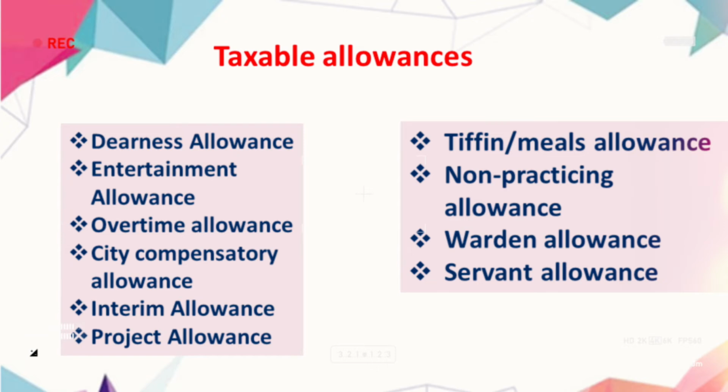Next, if an employer provides allowance to employees to liquidate a project's expenses, then it is called project allowance. Tiffin allowance or meal allowance is paid for refreshments, meals, and tiffin services to employees. Non-practicing allowance. As per the rules, whoever is receiving the non-practicing allowance shall not be involved in any private practice during their service, leave, or after retirement.